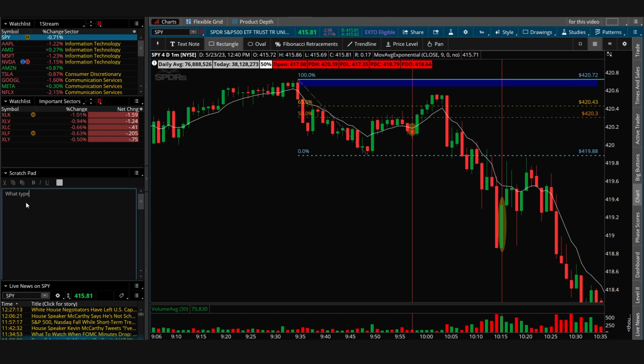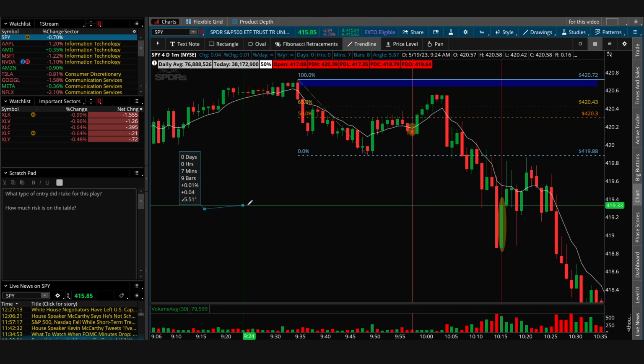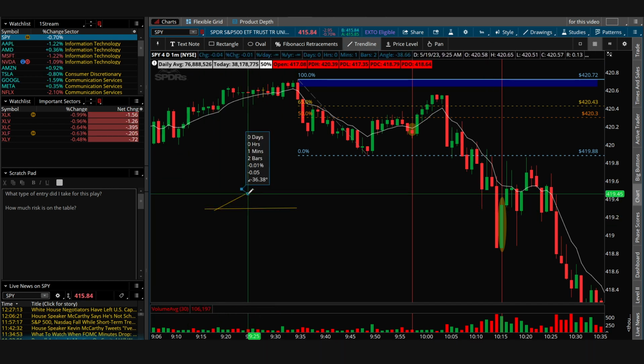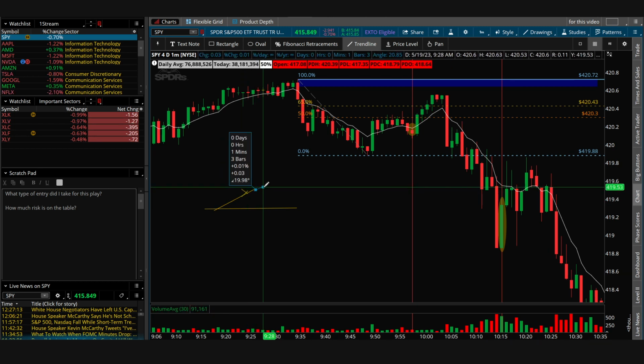What type of entry did I take for this play? And how much risk is on the table? Because again, let's say you're taking an open range breakout. You're looking for a breakout above this level. You're entering. Awesome. You're in. Candle close. You're in. Price keeps going up, but then it fakes out.